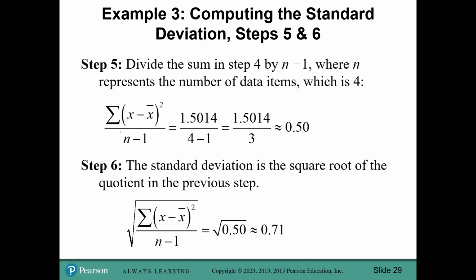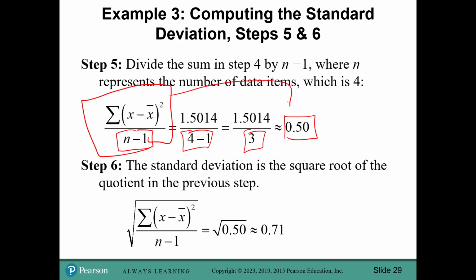So we see that happening here. I divide that value by 3, and the result of that division is 0.50. And so all of this is now equal to 0.50. The next step is to square root this thing. So the square root of 0.50 ends up being 0.71. So we would say that our standard deviation is 0.71. Now, this is the standard deviation of a sample.